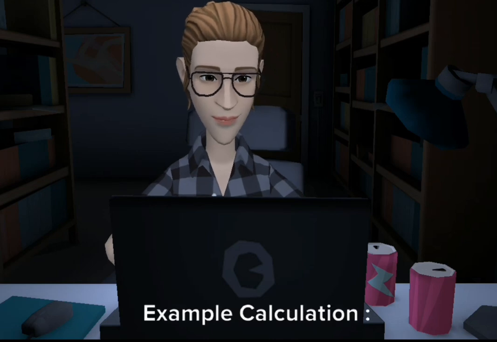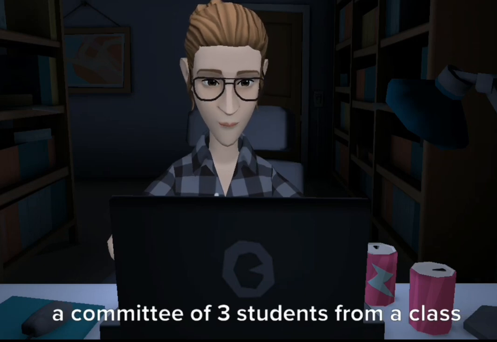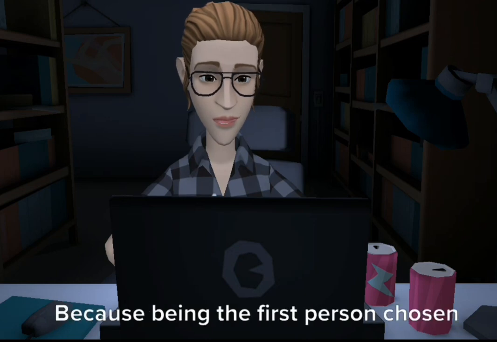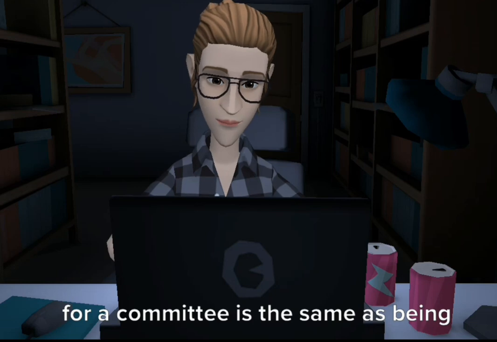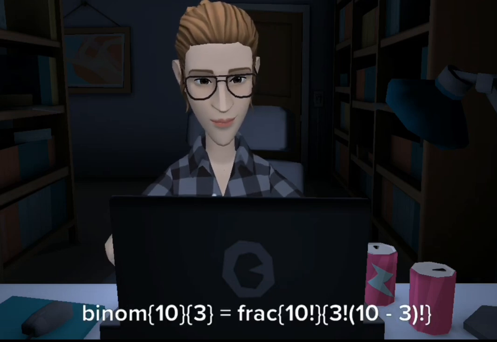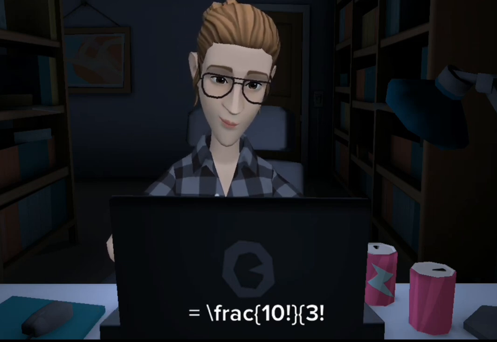Example calculation. Question: how many ways can you choose a committee of 3 students from a class of 10? Solution: here, n equals 10 and r equals 3. Because being the first person chosen for a committee is the same as being the third, we use combinations. Binom{10}{3} equals frac{10!}{3!(10-3)!} equals frac{10!}{3! times 7!}.